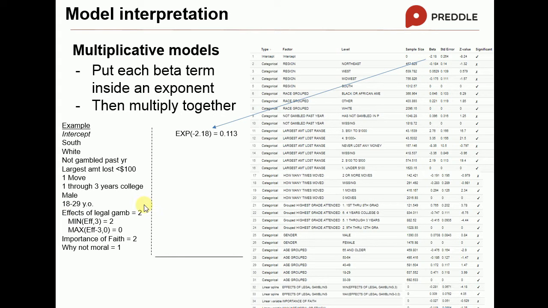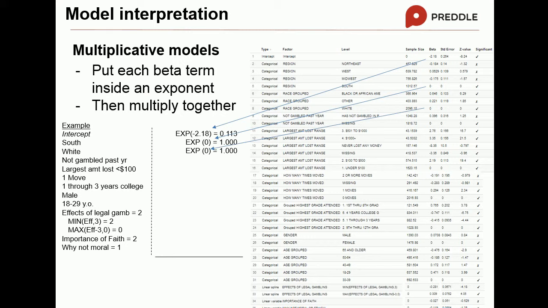Now e is a special number in mathematics. It's similar to pi. Pi is roughly equal to 3.14. E is roughly equal to 2.71. But rather than remembering this, it's easier to just use the exp function, or the e to the power of x button on your calculator. So e to the power of negative 2.18 is 0.113. The beta for south is 0, so e to the power of 0 is 1.